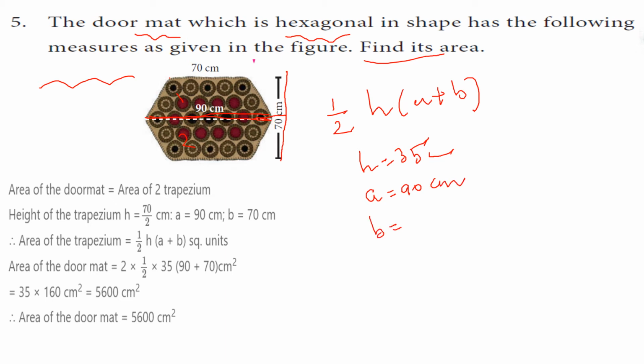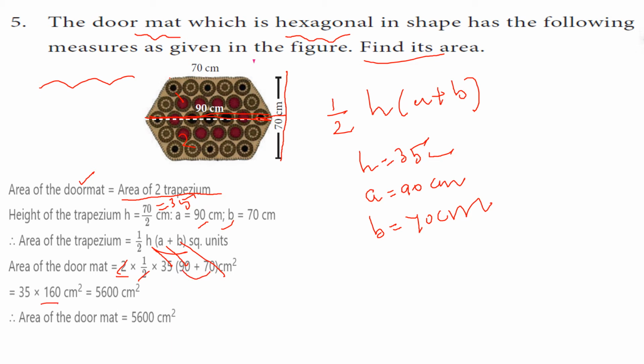So use the formula. Here how many trapeziums are there? 2 trapeziums. So write it, area of 2 trapeziums, that is equal to the area of the doormat. So already I told you 70 by 2, that is 35 centimeter. A is 90 and B is 70. Area of a trapezium formula is half into h into a plus b. So here 2 trapeziums, so write 2 into 1 by 2. H is 35, A is 90 and B is 70. So 2 and 2 numerator denominator cancel. 35 into 90 plus 70, 160.